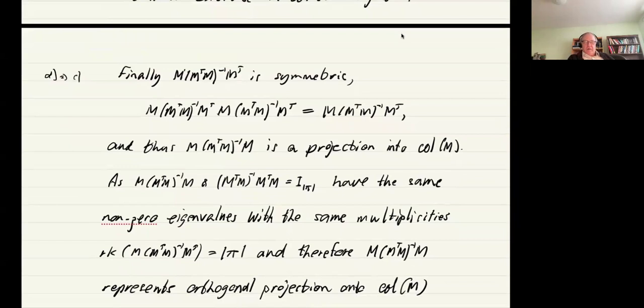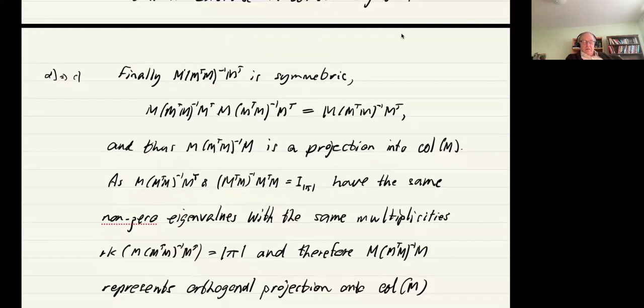So, using the fact that if I have two matrices A and B, and products AB and BA are both defined, then AB and BA have the same non-zero eigenvalues with the same multiplicities. Okay, so here's my projection, and I'm going to move, another typo here, I'm going to move M from the front to the back. Now that changes the matrix, but it doesn't change the number of non-zero eigenvalues or their multiplicities.